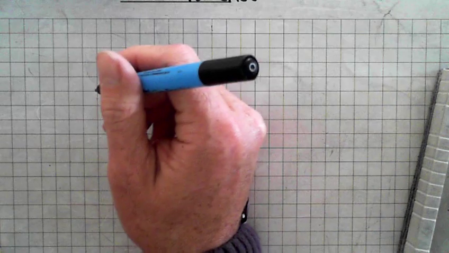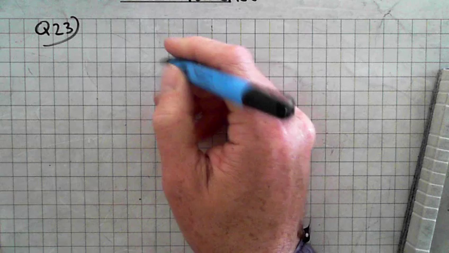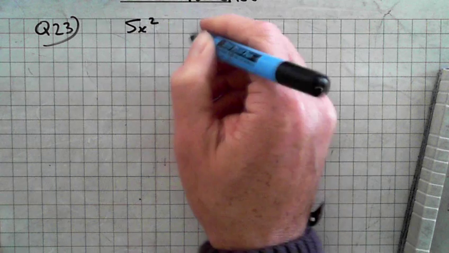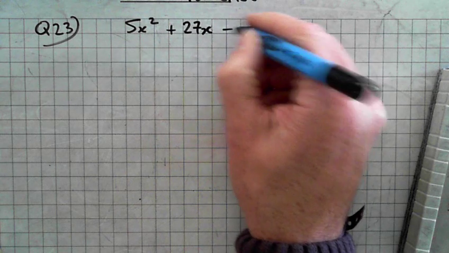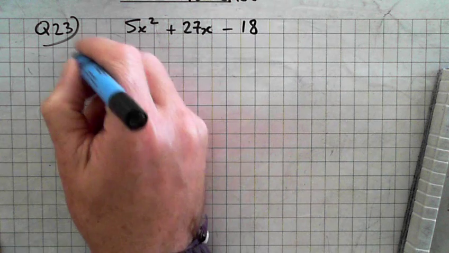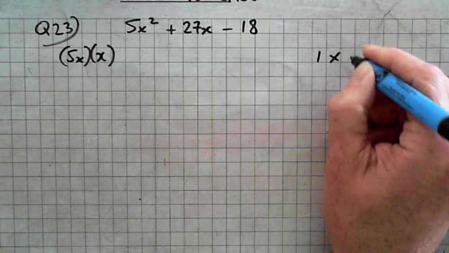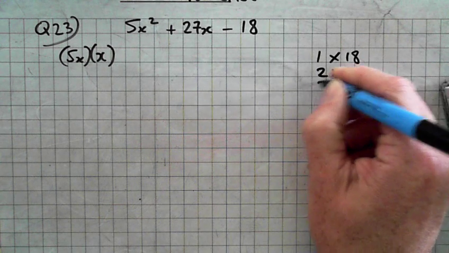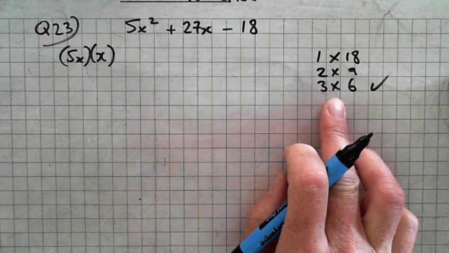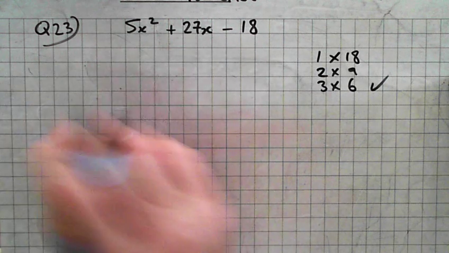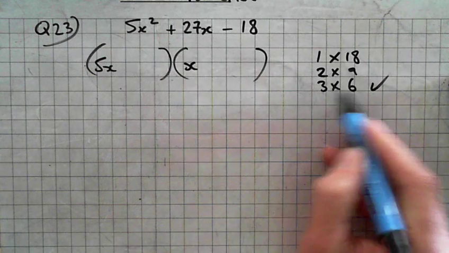Okay, so question 20. Now question 23. Five x squared. So what are the factors of 5x squared? 5x times x, yeah? The factors of 18: 1 times 18, 3 by 6. And we always start by using the bottom pair. Alright, so it's 5x times x, isn't it? And we'll put in the 3 and the 6.